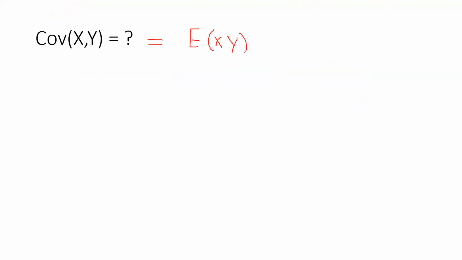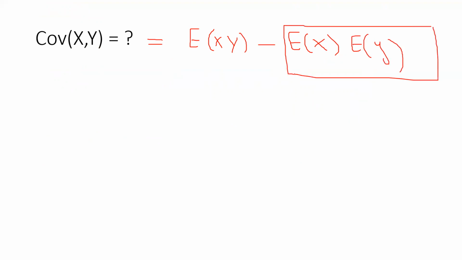Expected value of XY minus the multiplication of the expected value of X and the expected value of Y. These two you already know how to deal with and calculate. But what about this one? This one can be tricky because it has both X and Y inside.